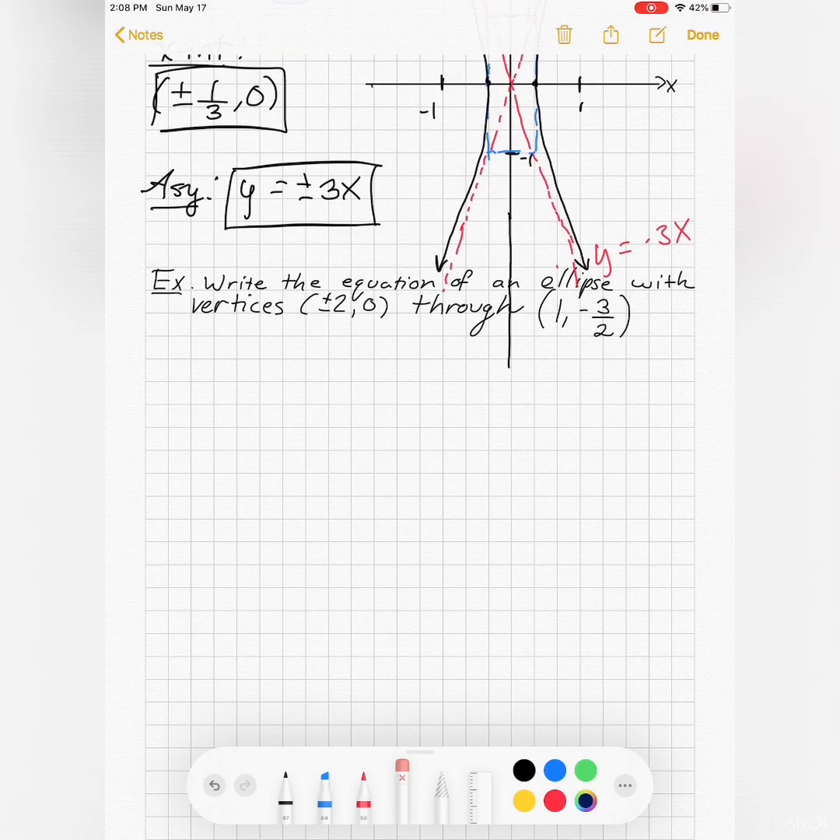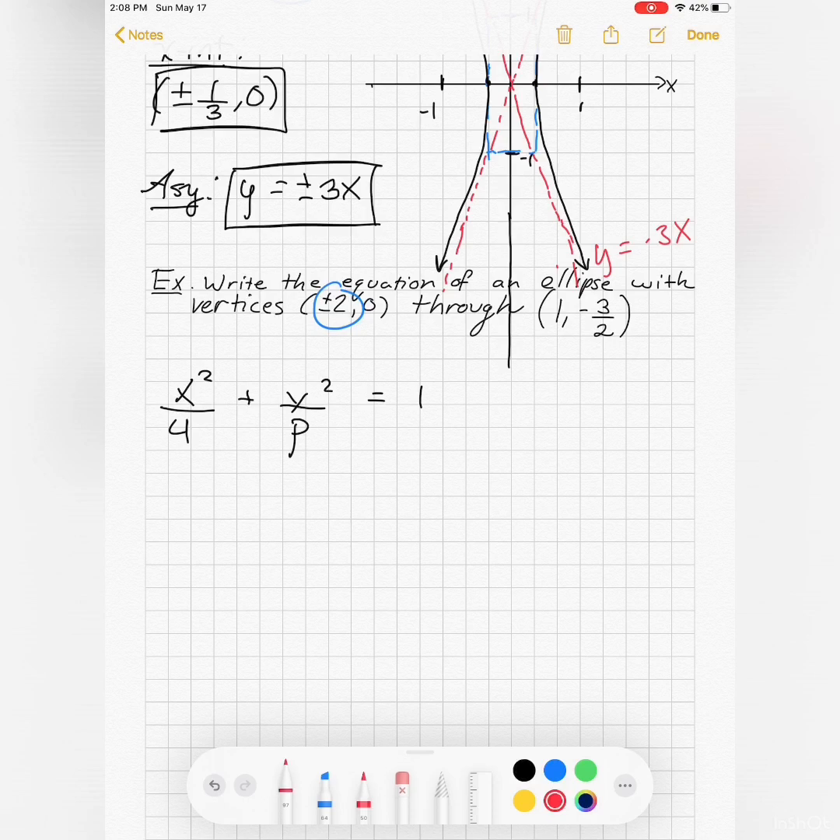Write the equation of an ellipse with vertices, so x-intercepts plus minus 2, 0, through the given point. Okay, so thinking about an ellipse, gonna have something like this, right? Okay, I know the x-intercepts. So this guy here has to be a 4, right? So all I have to do is find this number here. So let me pick a variable, I don't know, p. And let me figure out what p is.